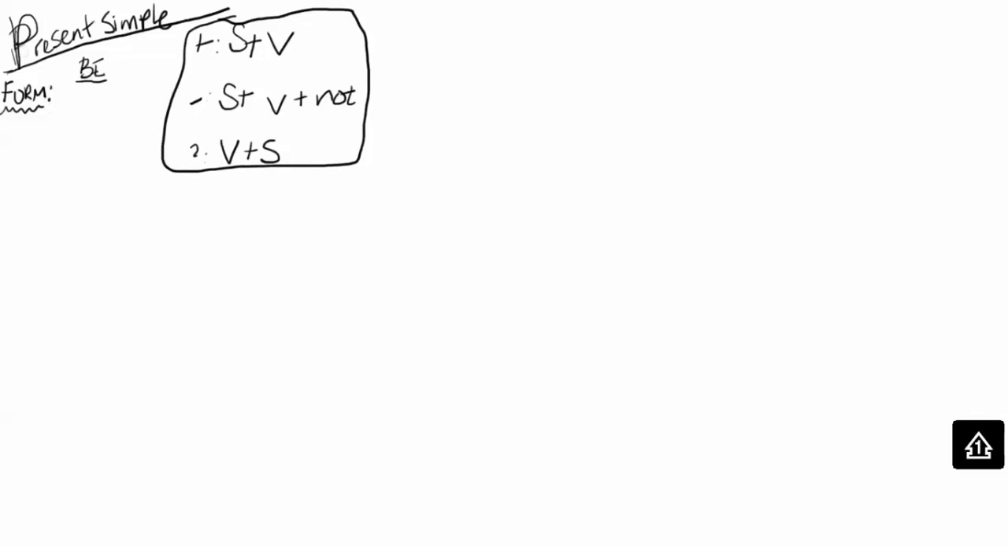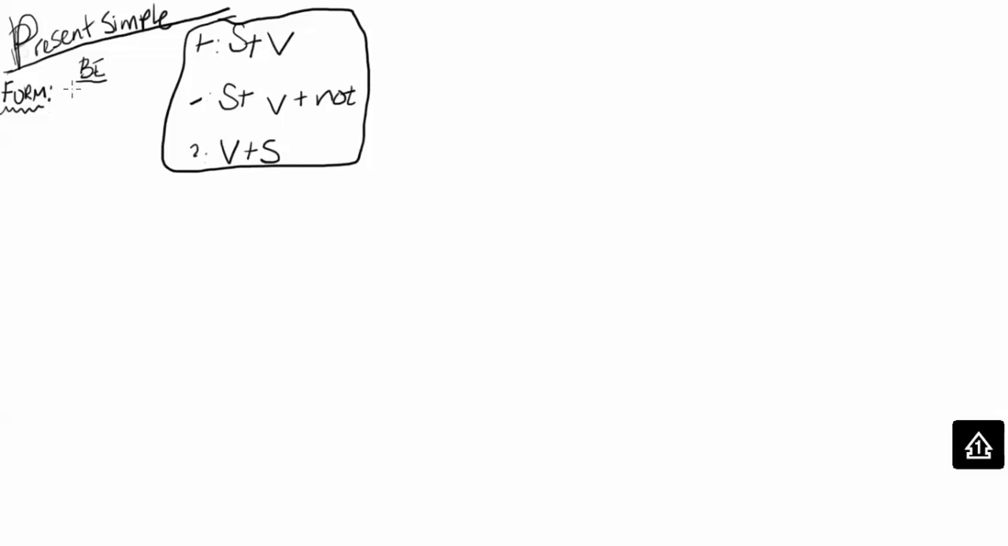In the affirmative, it's subject plus verb. Negative is subject plus verb plus not. And in the question, the verb is before the subject. You put the verb and then you put the subject. Now that depends on whether it has a helping verb or not, but in general, that is what I call the grammar math of how sentences are structured in English.